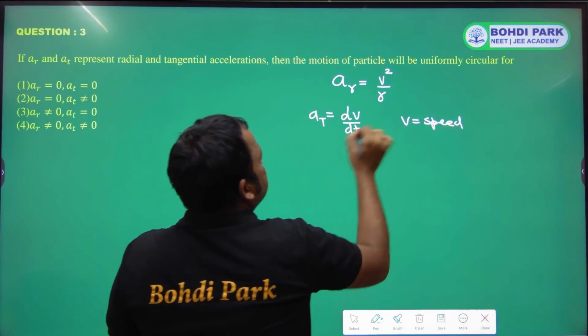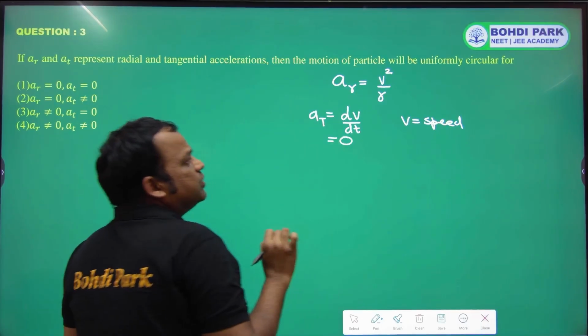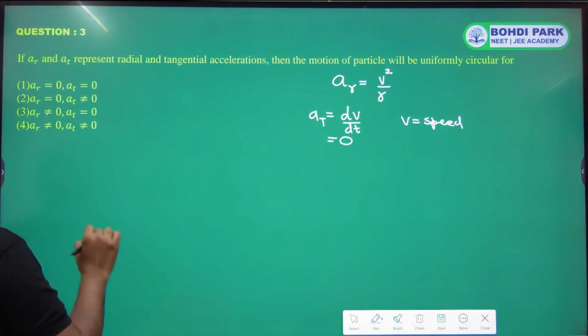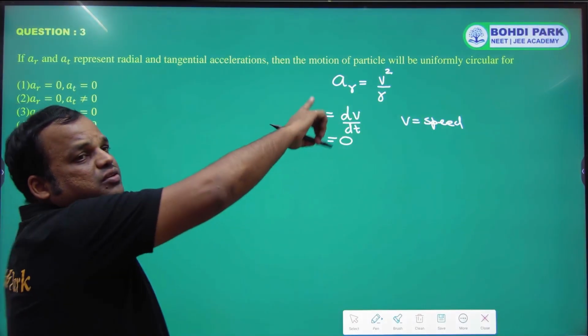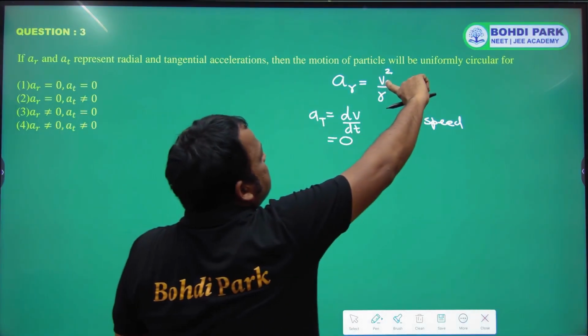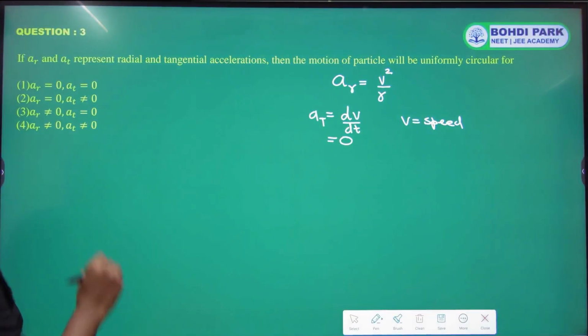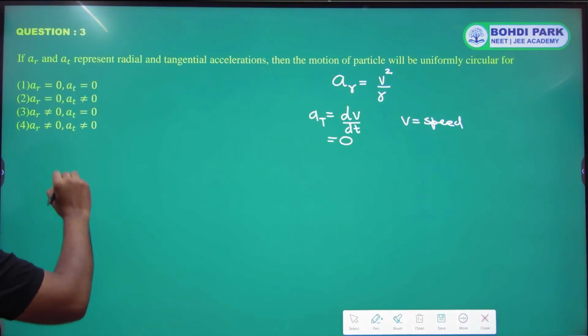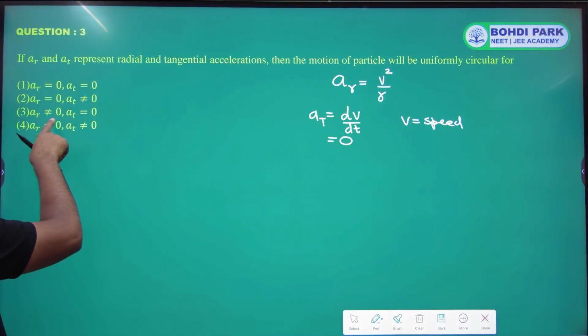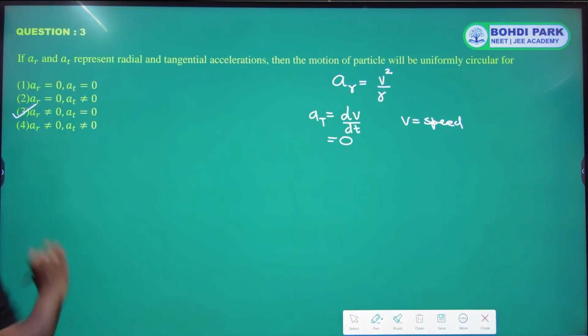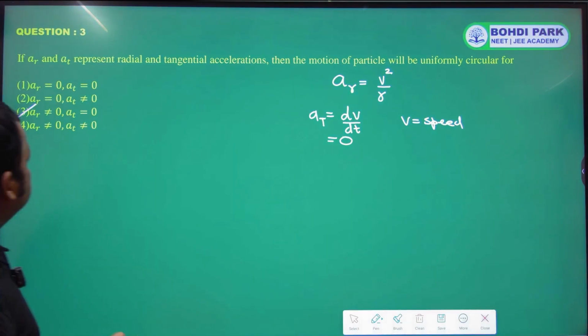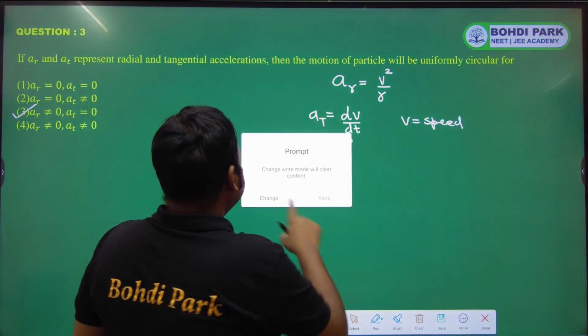Speed is constant, so dv by dt is 0. So at is equal to 0 but ar is not equal to 0 because speed is non-zero, so v square by r is non-zero. So AR non-zero but AT 0. So third option. Next question.